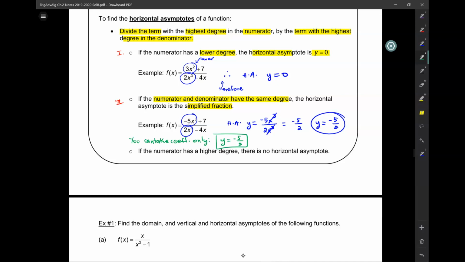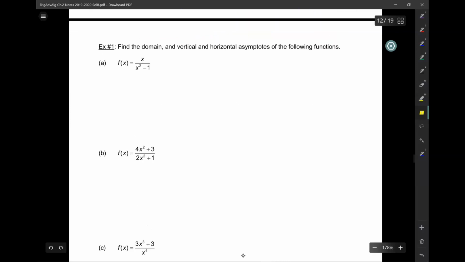Okay, so we did the case where the numerator has lower degree, and same degree. The next is, what if the numerator has a higher degree? Then there is no horizontal asymptote. Maybe that's the simplest case of all, right? So if it's like x cubed over x squared, no horizontal asymptote. All right? Okay. So here, we want to find the domain, vertical asymptote, horizontal asymptote.